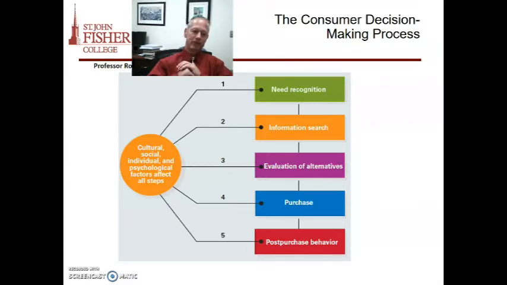Now, embedded in these 5 steps are a person's cultural or social beliefs, the individual, psychological and physiological things that are going on in an individual's life, family values, and all of those types of things make an individual consumer decision-making process so complex. That's why when we study consumer decision-making, we've got to really study it from an individual or a target market's perspective versus an aggregate perspective.